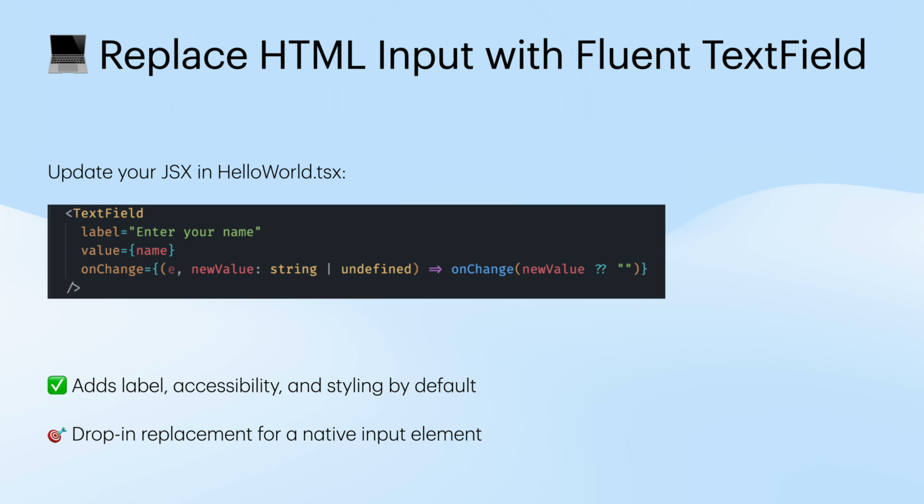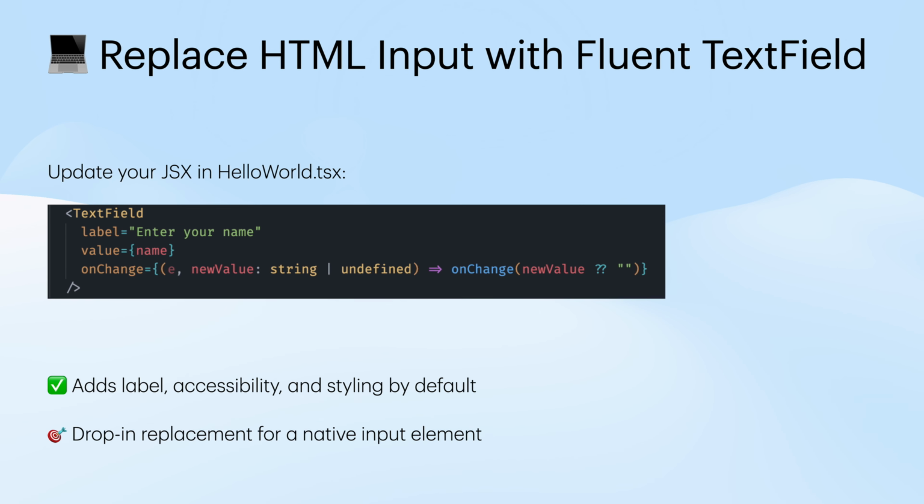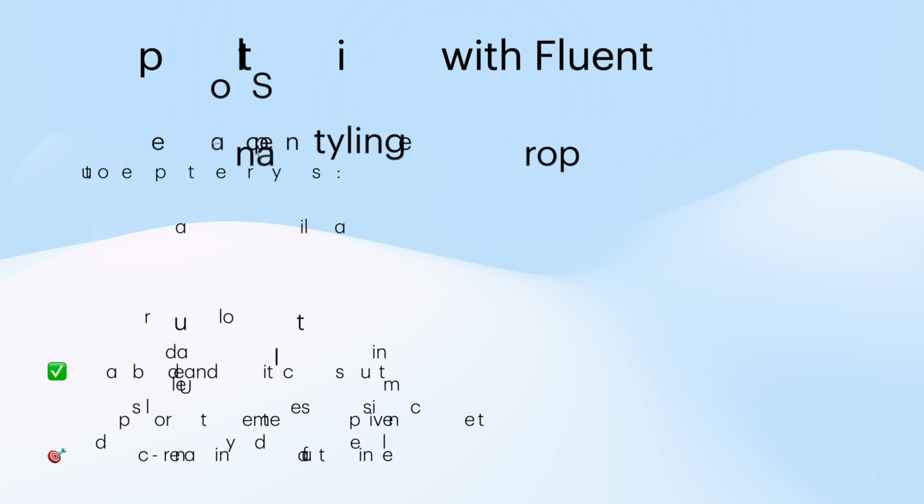Now let's replace the old input element from our HelloWorld.tsx file. Instead of using a basic HTML input, we will import and use the TextField component from Fluent. Here's what we will use. This component does so much more than the native input. It comes with accessibility features, labels, theming support, and consistent styling baked right in.